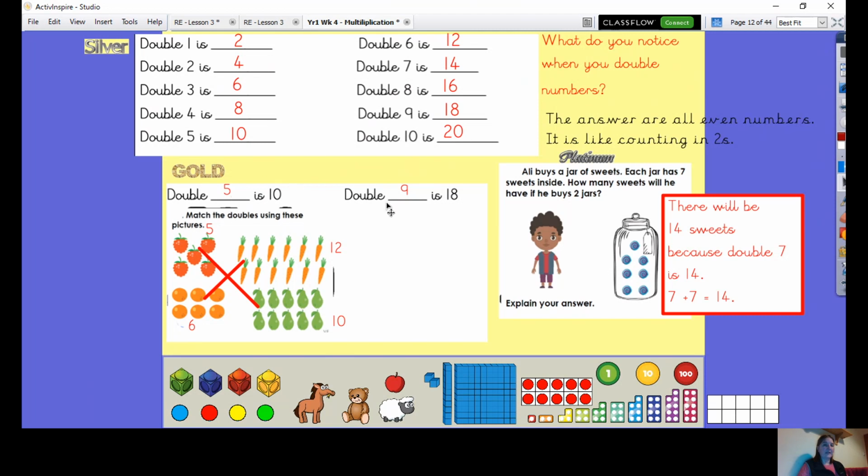So double 5 is 10, double 9 is 18, and then this is 6. So double 6 is 12. So it matches the carrots because there's 12 carrots. There's 5 strawberries. Double 5 is 10, so that matches the pears because double 5 is 10. And there you go, there will be 14 sweets because double 7 is 14. 7 and 7 is 14.